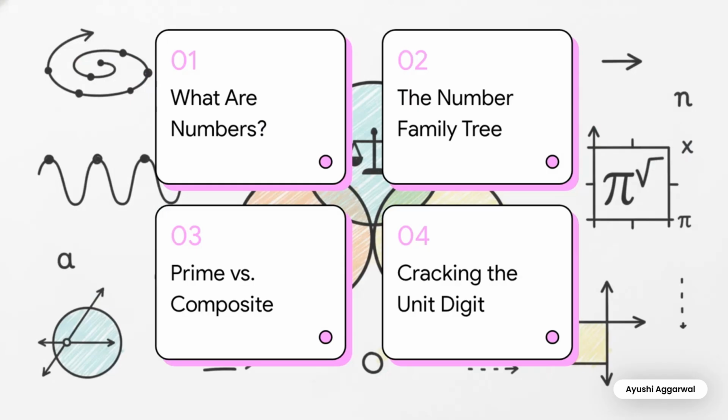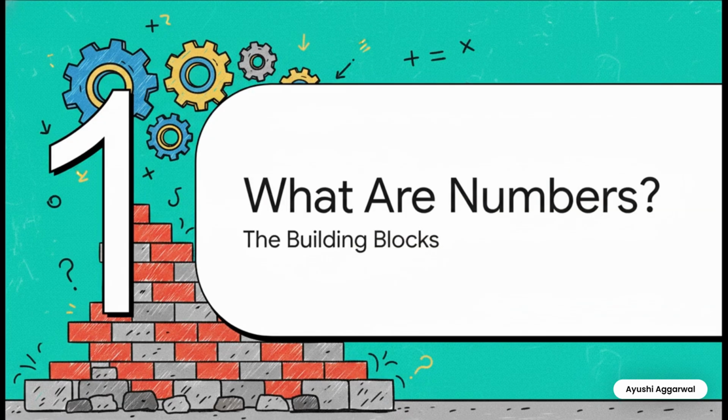Trust me. All right, let's take a quick look at what we'll be covering. This is our roadmap for today. We're starting with the absolute basics. What are numbers? Then we'll understand the number family tree, learn the difference between prime and composite numbers, and finally, we'll learn a super useful exam trick for finding the unit digit.